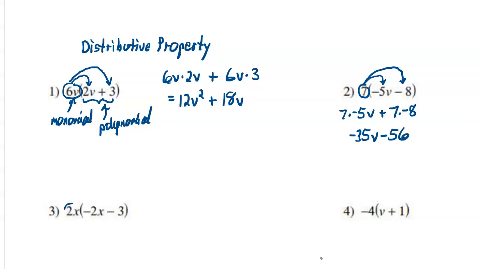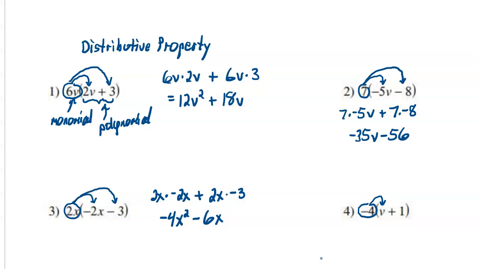Question 3. The monomial in front of the parentheses gets multiplied to the first term and then to the second term. So writing that out, the 2x gets multiplied to the negative 2x, and then the 2x gets multiplied to the negative 3. This is negative 4x squared minus 6x. Question 4. The monomial gets multiplied to both terms. Negative 4 times v is negative 4v, and negative 4 times 1 is negative 4.